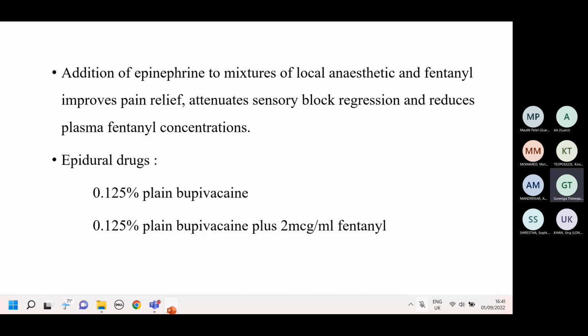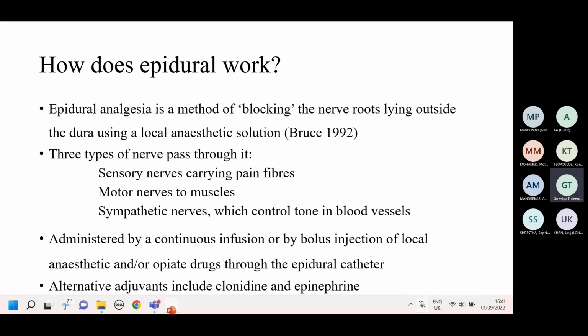Yeah, before that, previous. Okay, yeah, how does this epidural work? The analgesia is given in this epidural space. So it will block the nerve roots lying outside the dura mater, the epidural, by using a local anesthetic solution. So it blocks sensory nerves carrying the pain fibers, C fibers and A delta fibers, and sympathetic nerves and the motor nerves which travel through that.